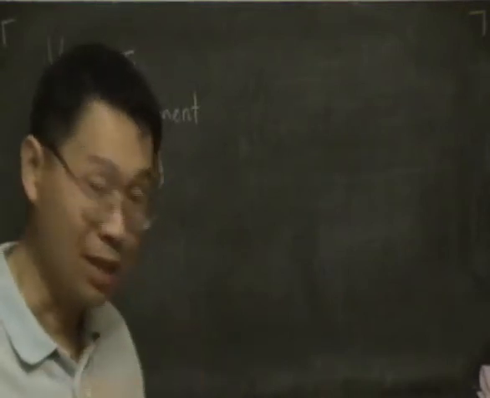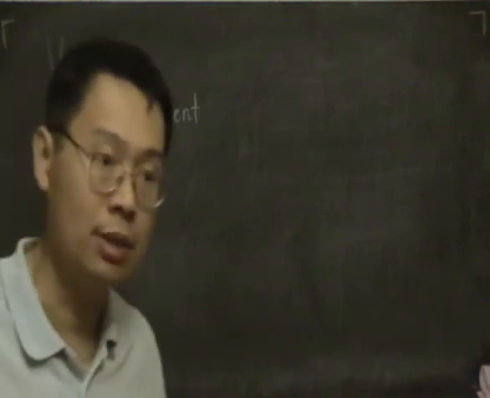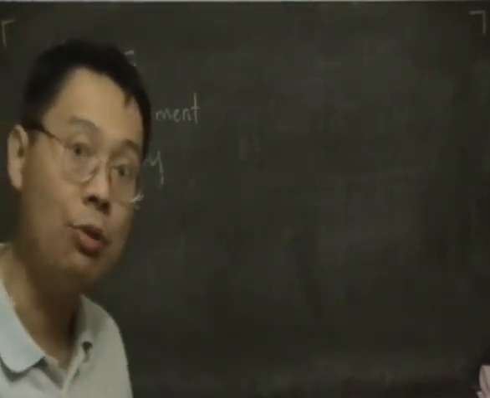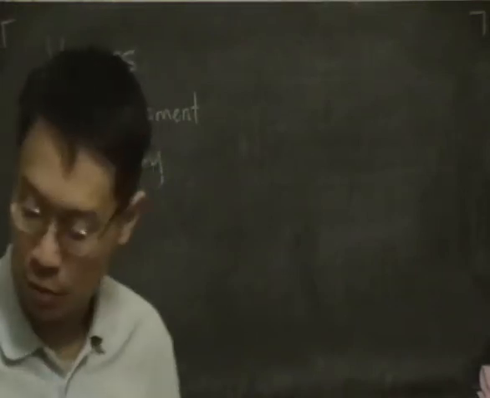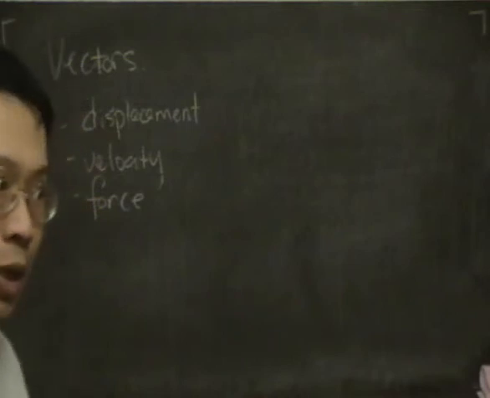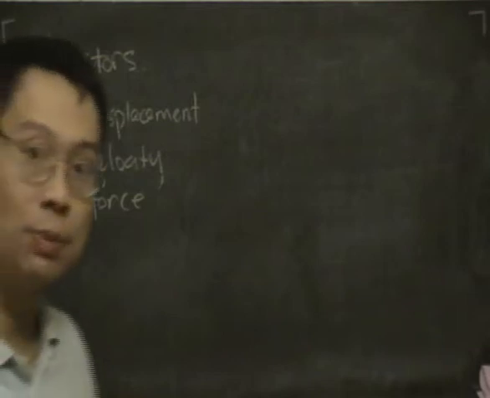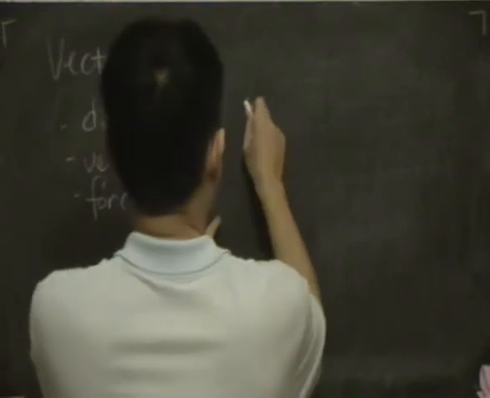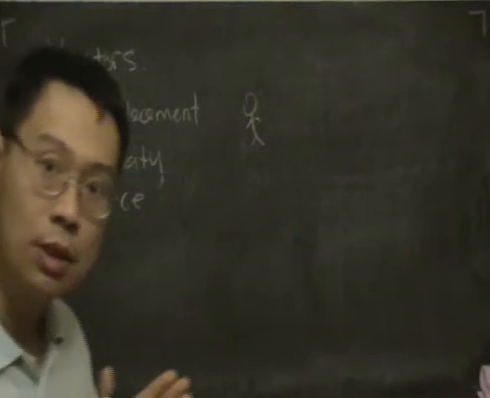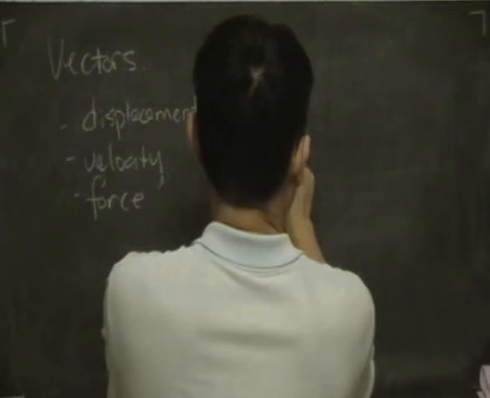So in mathematics, we are interested in how to represent this vector and how to calculate with this vector. So to see how we would actually represent such a vector, let's look at an example. The simplest would be to look at displacement. So suppose there is a person, and this person is walking in a certain direction. Let's say he walks to the east.